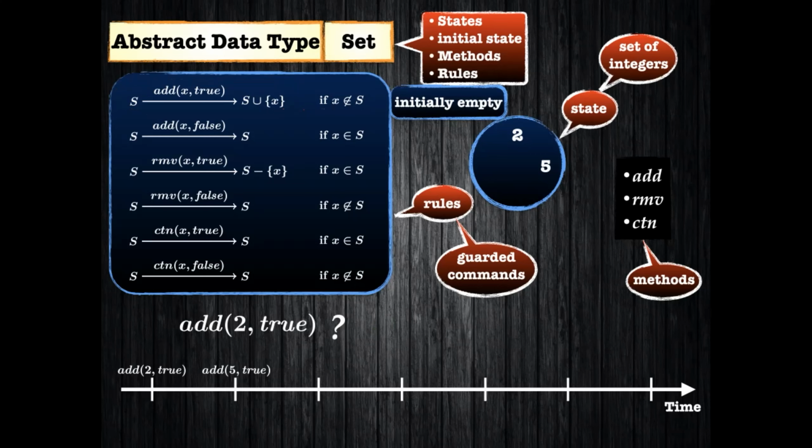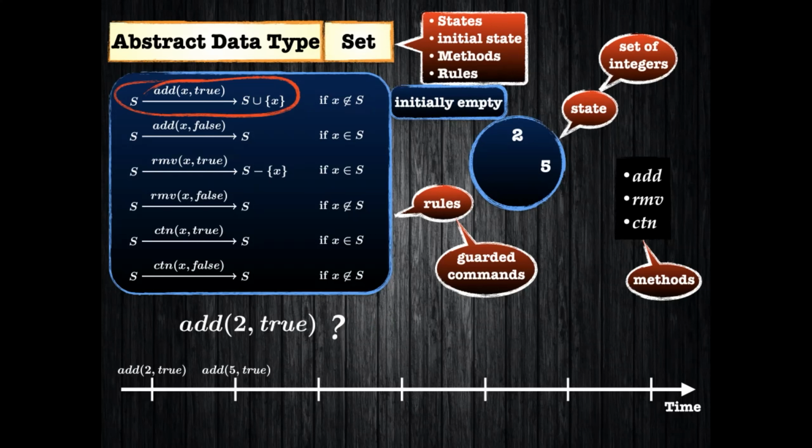So now add 2 true. Is this possible? Well, my only hope is that the first rule is enabled, because this is the only one which gives me add and true. All the other ones will give me add false or some other method name. But now I have to check the guard. Is 2 a member of the set?